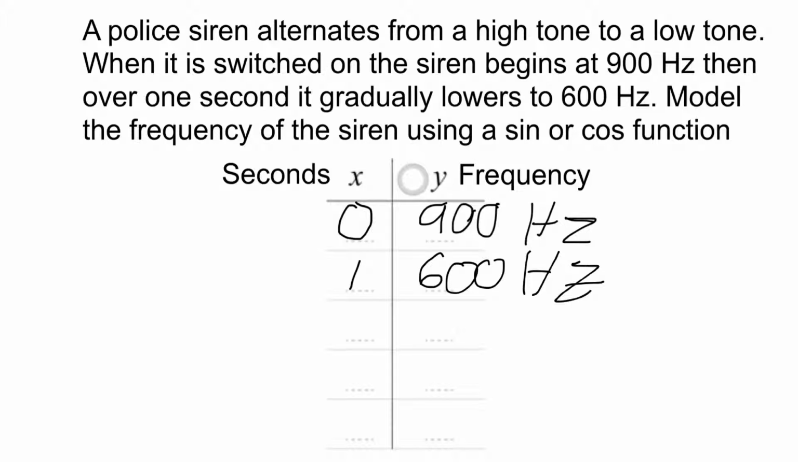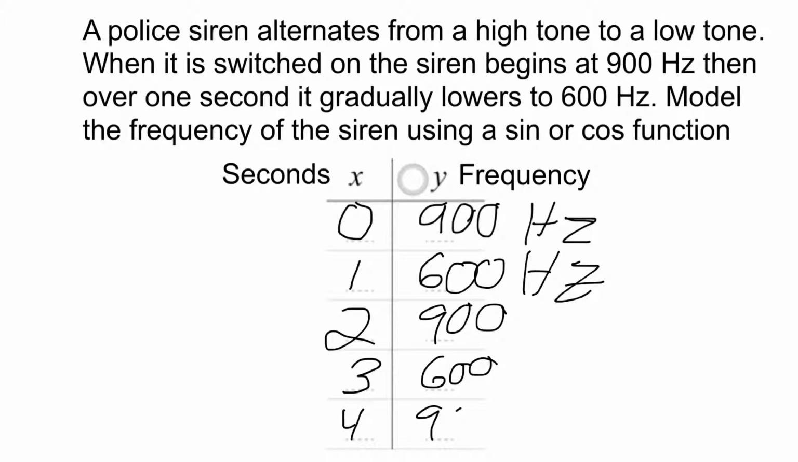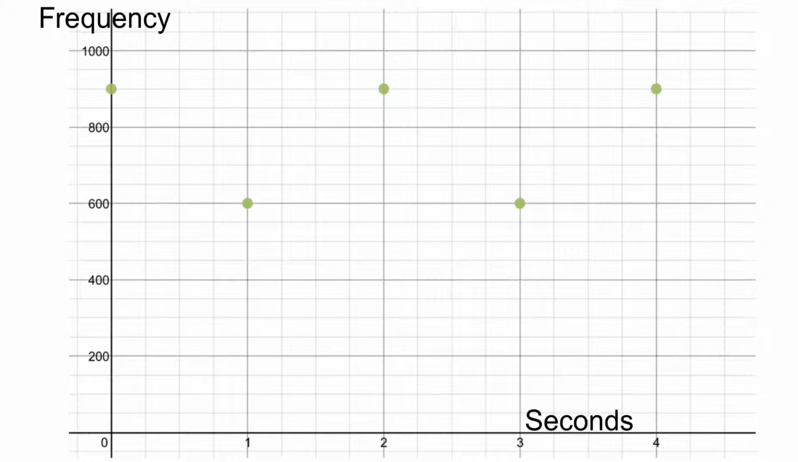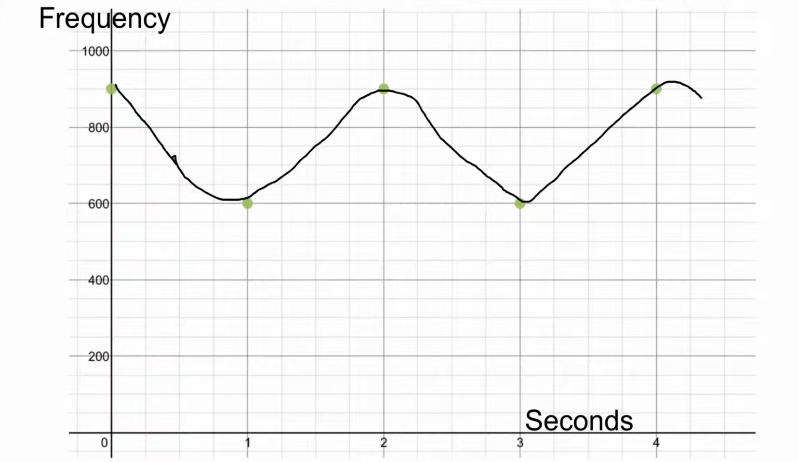What about 2 seconds, where would we be? It alternates, it goes up, down, up, down. Yep, we'd be back up to 900. At 3, 600, at 4, 900. So it just goes back and forth. We can graph this. It starts up here at 900, goes down to 600, 900, 600, 900, etc.